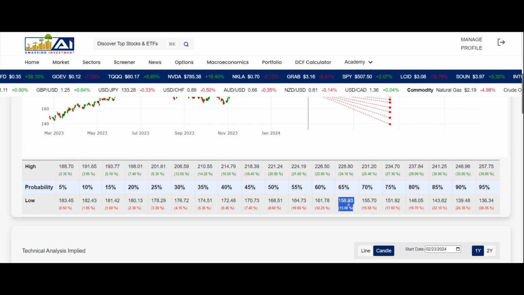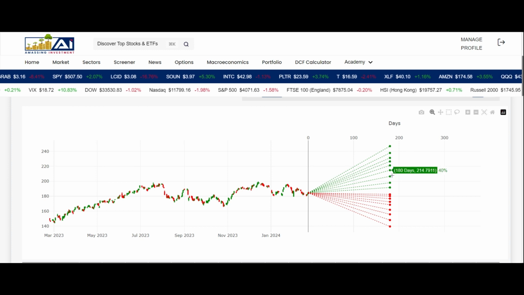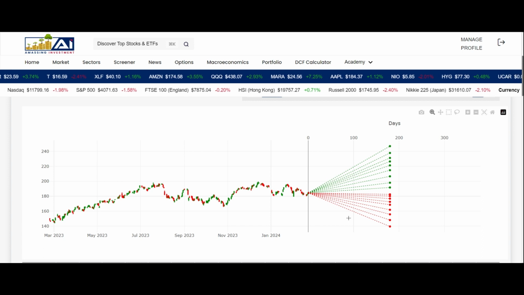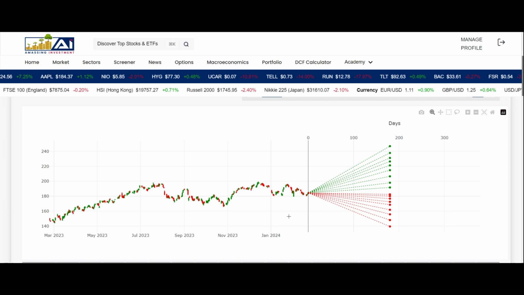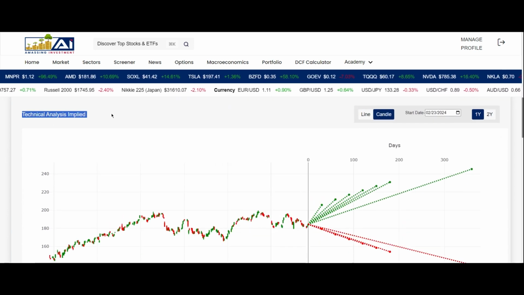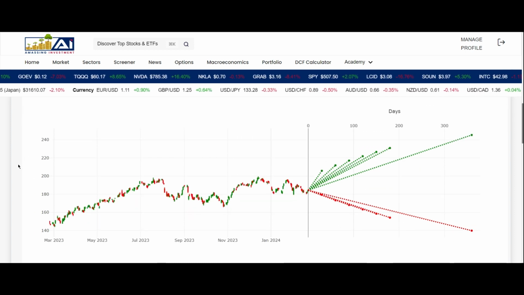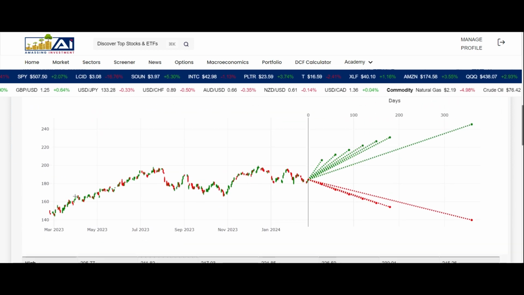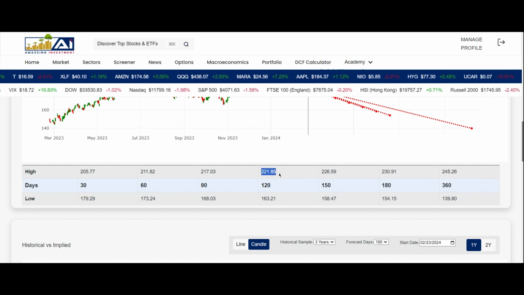This data is visually represented in the chart, showing intervals of 10% probability, where the extremes mark 90% and 10% probability price targets respectively. This probabilistic approach offers a nuanced understanding of market dynamics. Moving to the technical analysis implied section, we shift from historical patterns to forecasting based on options implied volatility. Here we only focus on the first standard deviation, or a 65% probability. For instance, with a 120-day forecast, there's a 65% chance the stock price will range between 221 and 163, making it simple to understand.